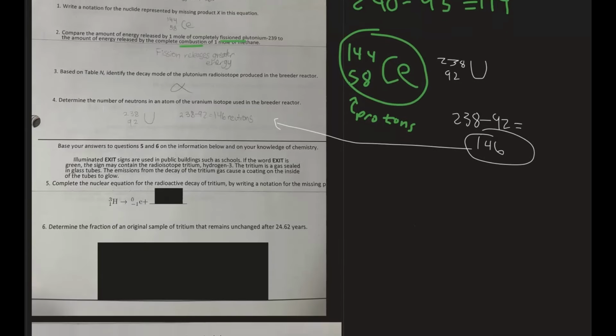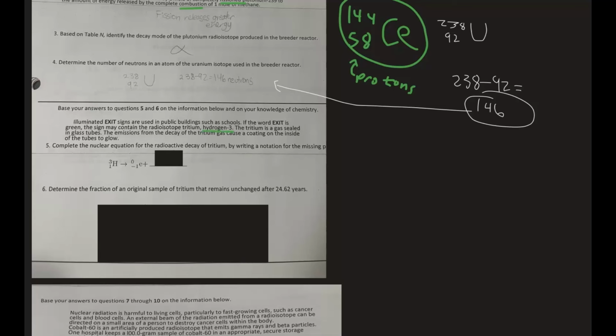Boom. All right, number 5. Complete the nuclear equation for the radioactive decay of tritium by writing a notation for the missing part. So tritium is also known as hydrogen 3.